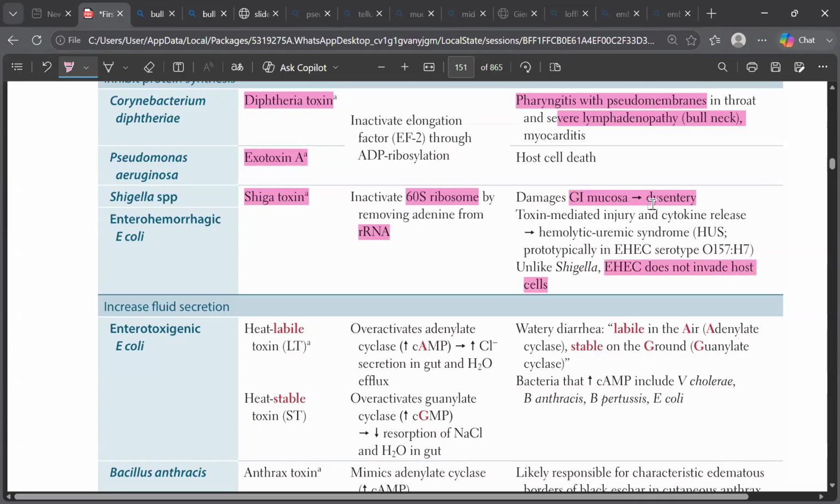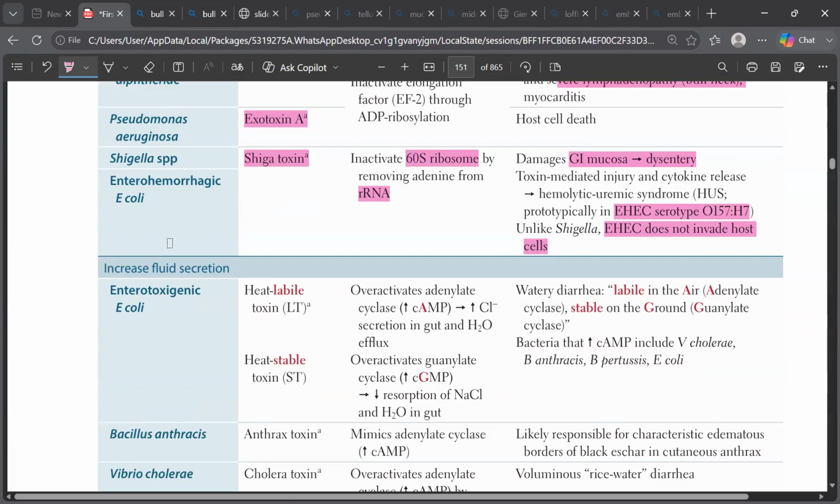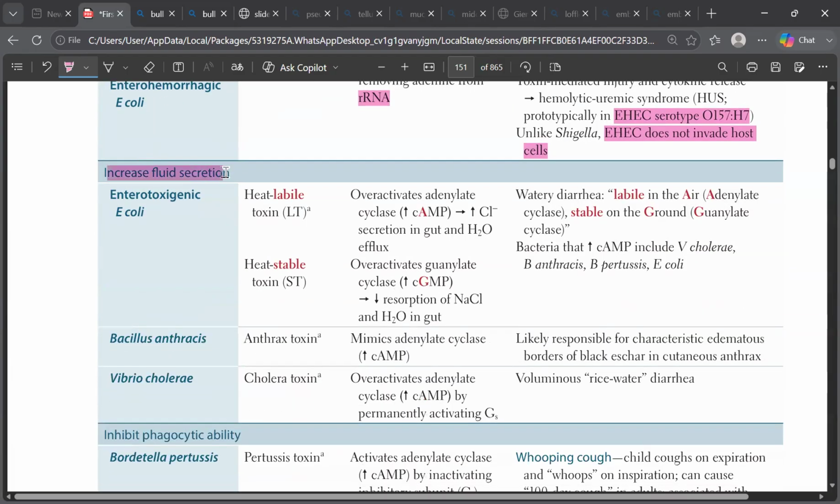So it is going to cause dysentery in the GI mucosa and hemolytic uremic syndrome in the body. And this HUS is typically caused by EHEC serotype O157:H7, that does not invade the host cell unlike Shigella. These were the bacteria having exotoxins that inhibit protein synthesis. We are now going to do bacteria that increase fluid secretion.